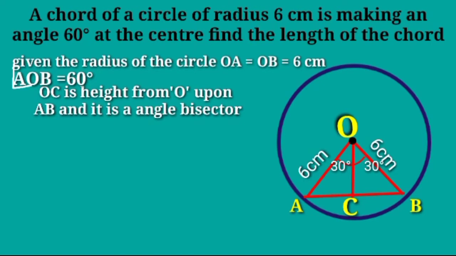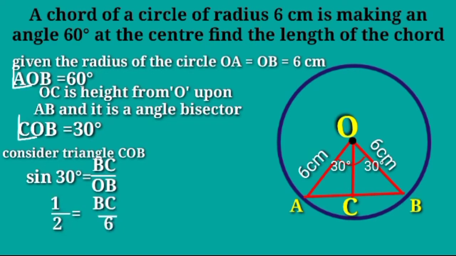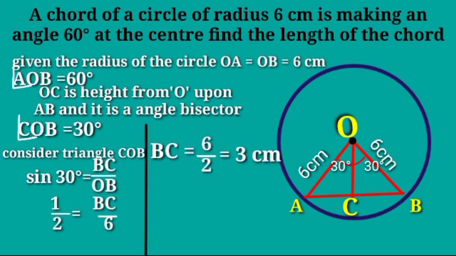Then angle COB is equal to 30 degrees. Consider triangle COB. Sin 30 degrees is equal to BC by OB. Sin 30 means 1 by 2. That's equal to BC by OB, where OB is radius 6. Then BC is equal to 6 by 2. That's equal to 3.